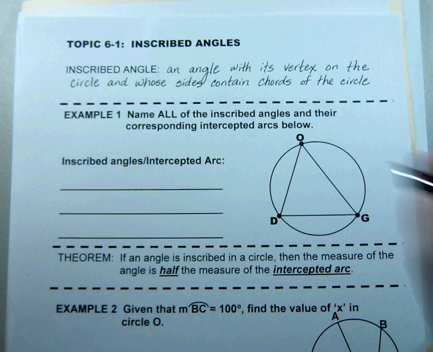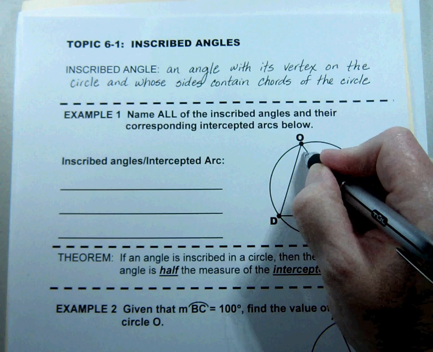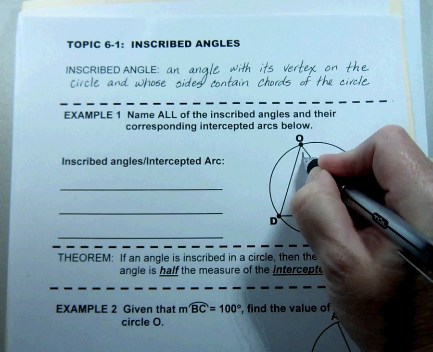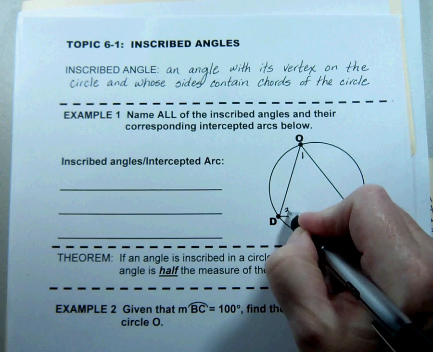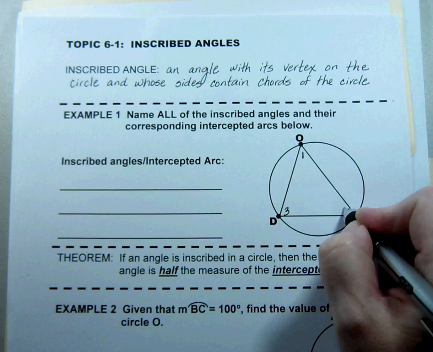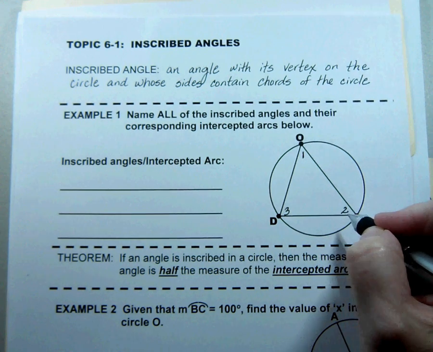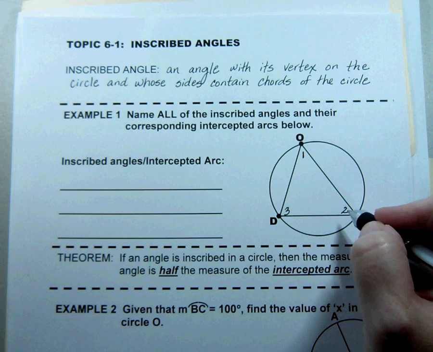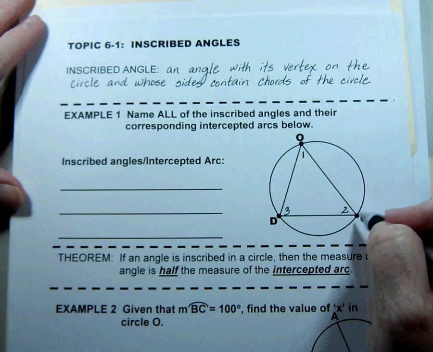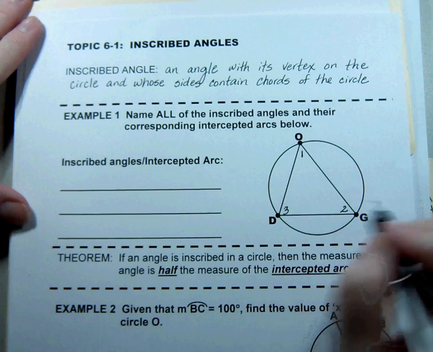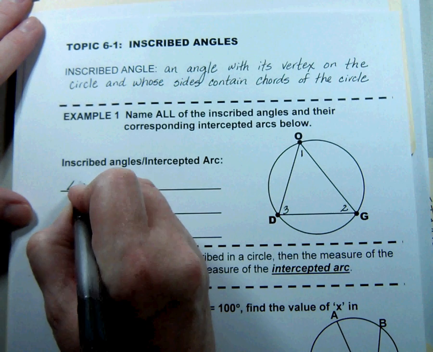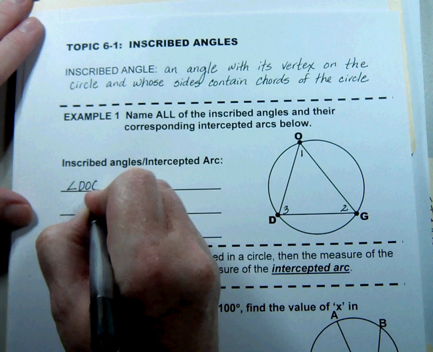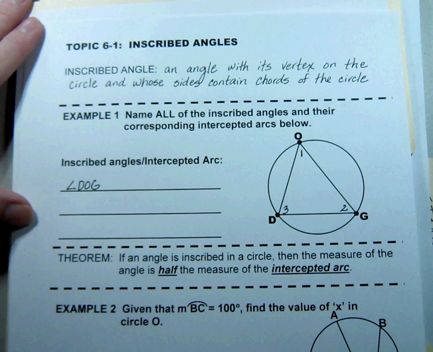I'm going to number them. Let's number the one up here in this angle O as angle 1. We'll name this one 3 and this one 2. So those are really the inscribed angles because they each contain a chord and a vertex on the angle. So let's name them. Angle 1 is DOG. That's the first inscribed angle.